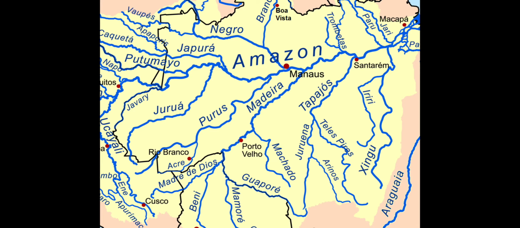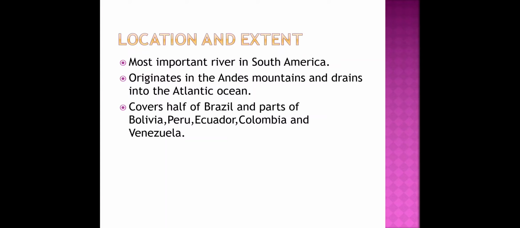This is the map of the Amazon basin. I'll come to it. First, we'll discuss about the location and extent of Amazon basin. Amazon, you all know that it is the most important river in South America. It has the tallest and densest forest in the world. Amazon basin covers a large portion of the tropical South America.